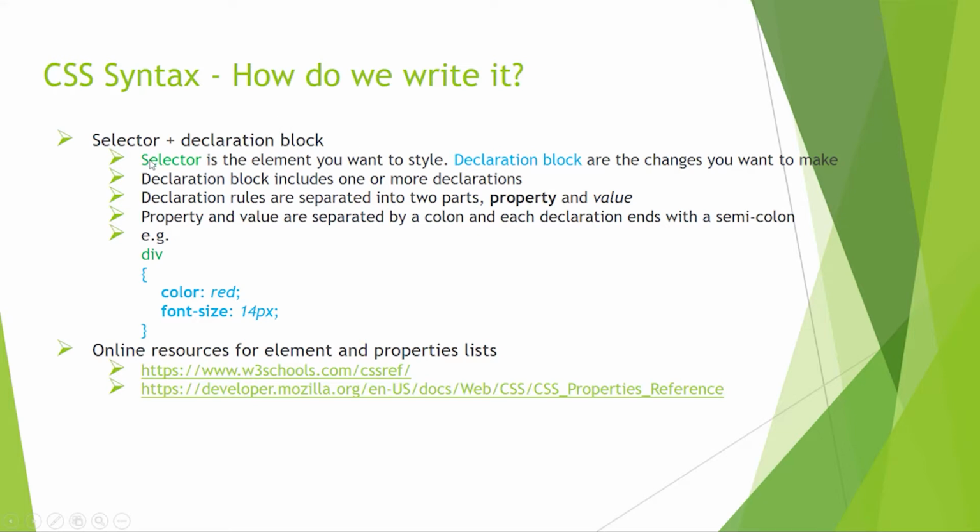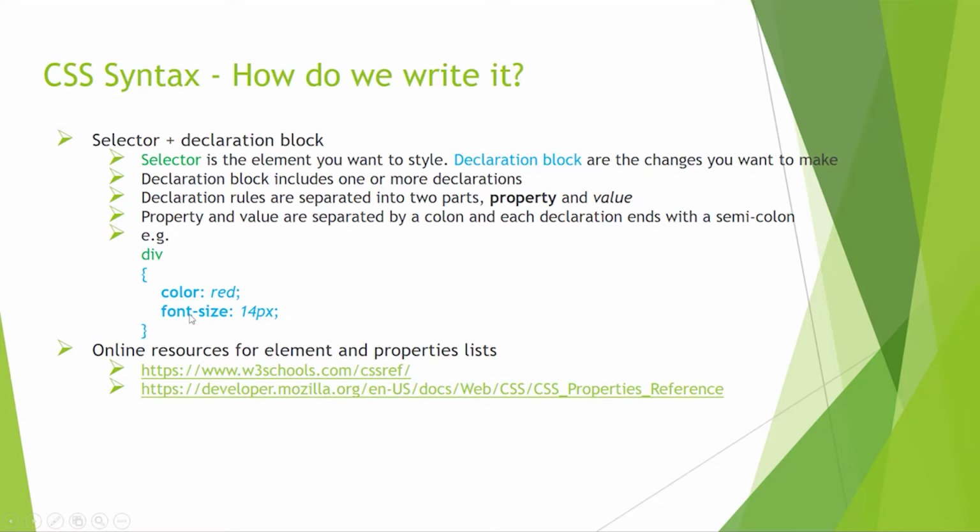The selector, as you can see, I color-coded these here so that we can look at the example and see how it matches up. The selector is the element that you want to style. In this example, a div tag. The declaration block are the changes that you want to make. In this example, I am making the color red and the font size 14. A declaration block includes one or more declarations.